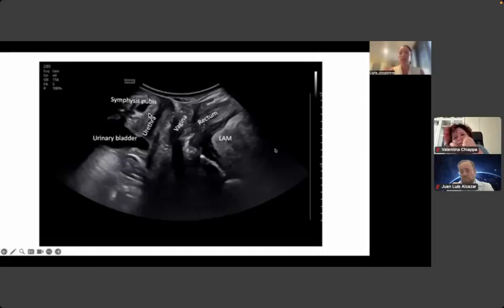So when we see all these structures, we are in the so-called mid-sagittal view, which here you see is a perfect view of the mid-sagittal view of the pelvic floor. Here is our start point for further assessment of the pelvic floor function and dysfunction.